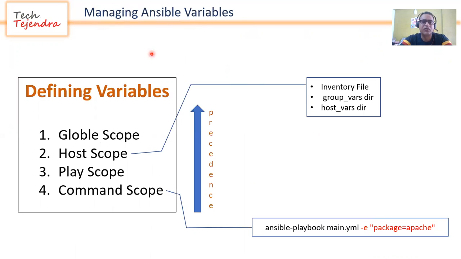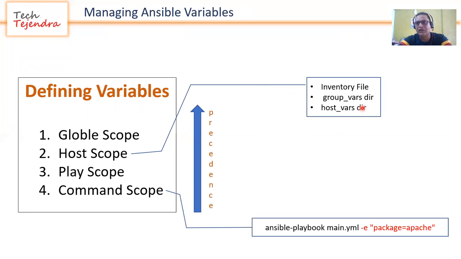Here are a number of ways we can define a variable in Ansible. One is global scope. We can define our variable in the global configuration of Ansible. Then number 2, host scope. Host scope means, as you know, that we have created an inventory file, and this inventory file defines the hosts; we listed the hosts, and we can also group the hosts. In this host scope, either we can define variables inside that inventory file itself, or we can create two different directories. One is group_vars, another is host_vars.